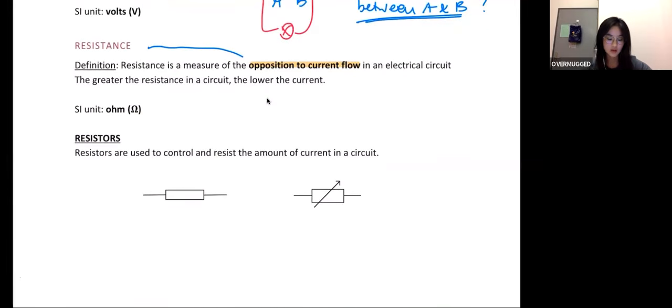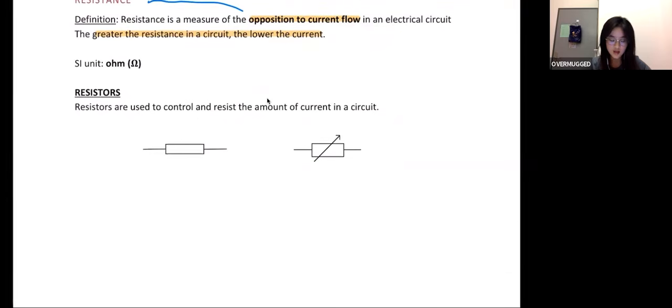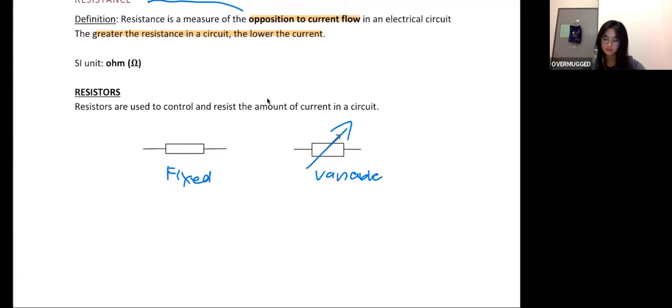This is also what I've written here. The greater the resistance, the lower the current. And how do we measure resistance? We use ohms. Now, there are 2 types of resistors that we can use. One is a fixed resistor. It just looks like a rectangular box. And the other one is a variable resistor, which is the same thing, but with an arrow passing through in this direction. So you just need to know the function of a fixed resistor: it just adds resistance to the circuit. So all it does is it has resistance.